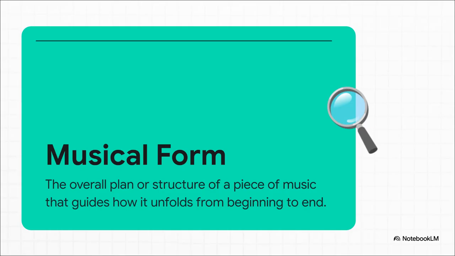So what exactly is form? Put simply, it's the shape of a piece of music. It's the plan. Imagine trying to build a house without a blueprint. You'd just have a pile of wood and nails. Well, that's music without form. Just a random jumble of sounds. Form is what gives it structure and guides us from the beginning to the end.